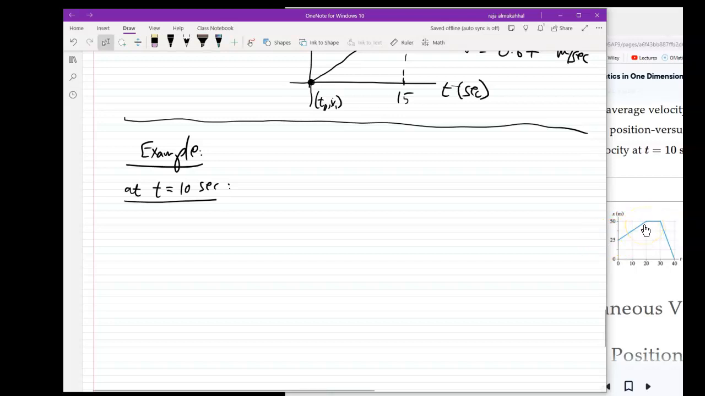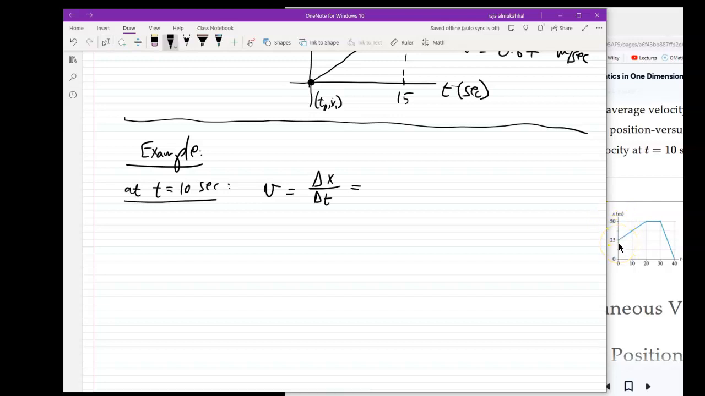And to calculate the slope of the line, all you need is 2 points on the line segment. So I have this line segment, and I need just 2 points. I can take this point right here and this point right here, okay? So you have x here and this is t. Basically the velocity is equal to delta x over delta t. The points in this case are x2 minus x1. So that's going to be 50 minus 25.